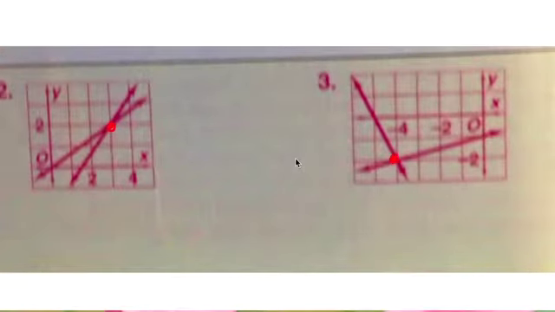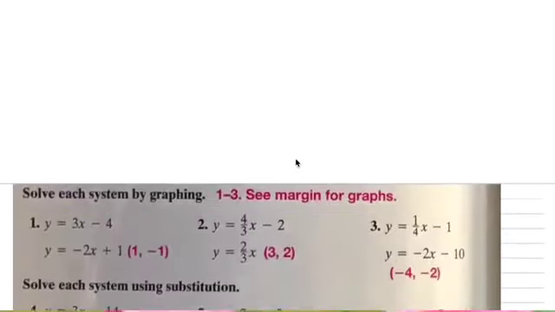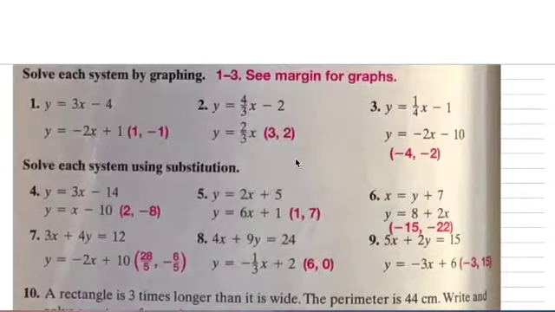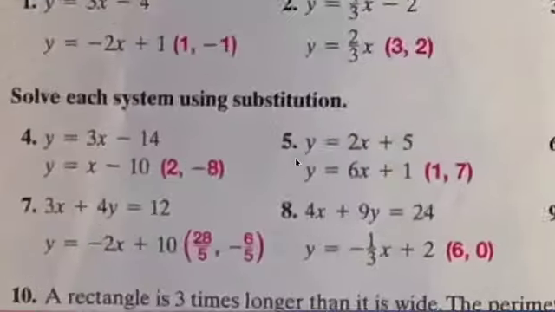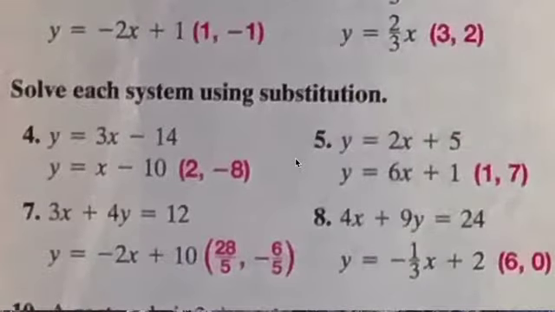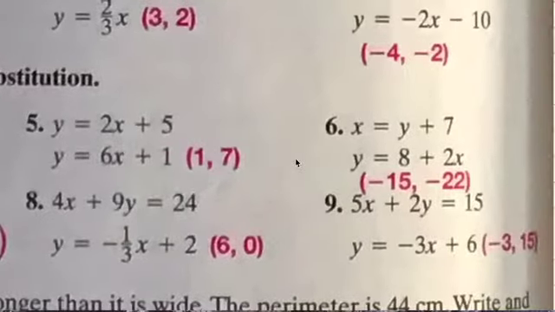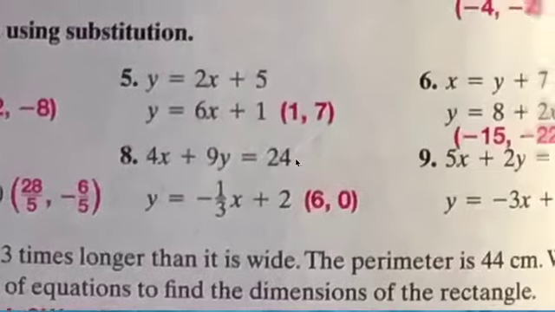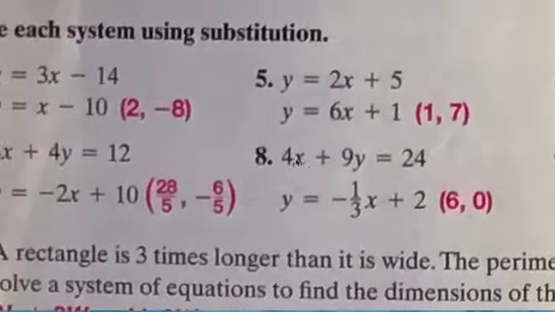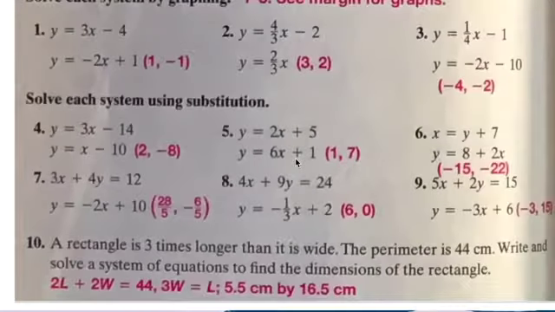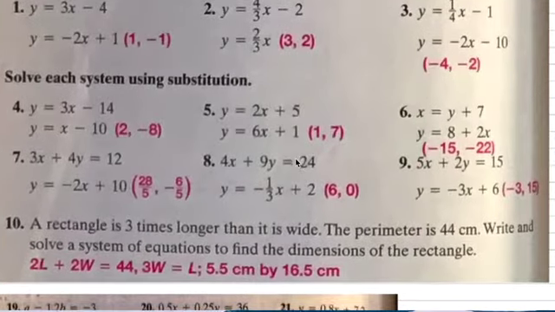Okay, so your homework for graphing on number 1 and 2 and 3, it should look something similar to this, where it's one solution there. Solution there is 3, 2. Solution there is -4, -2. That's for number 1, 2, and 3. Number 4, you use substitution, and there goes your answer. 5, 6, 7, 8, and 9. You're only doing even numbers, so 4, 6, and 8, and 10.